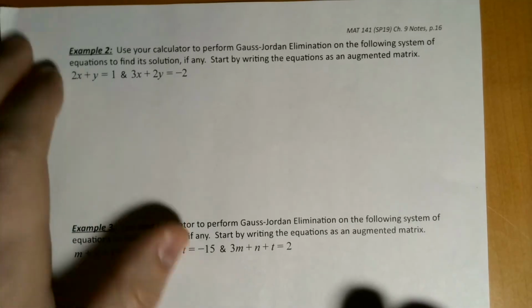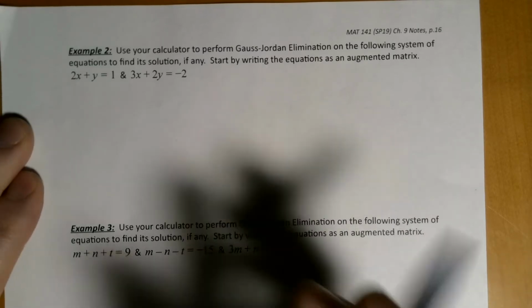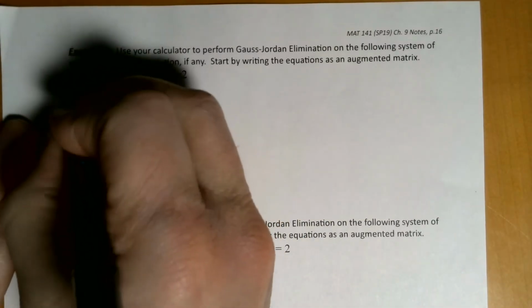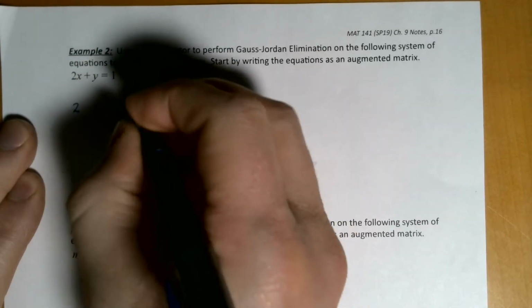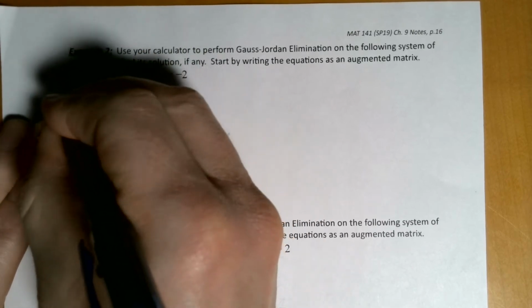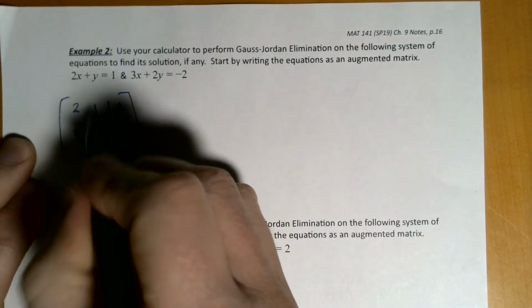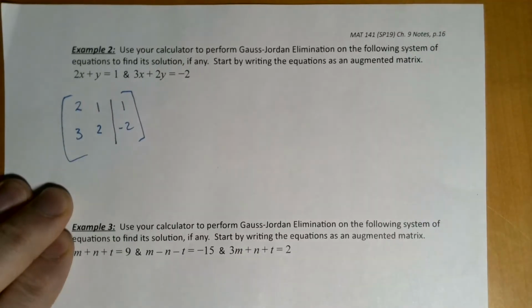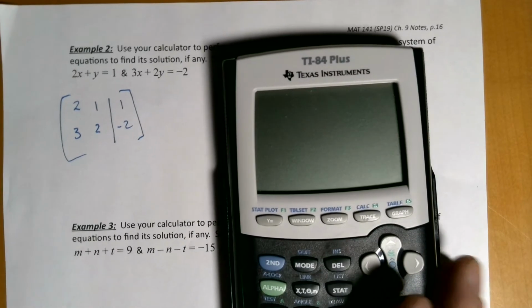So now we're going to show you how to use our calculator to perform Gauss-Jordan elimination on an augmented matrix. First we're going to turn this thing into an augmented matrix. So 2, 1, 1, there's a line, and then 3, 2, negative 2. Recall one row is equal to an equation, and the columns are the coefficients. Our goal now is to put this into a calculator.